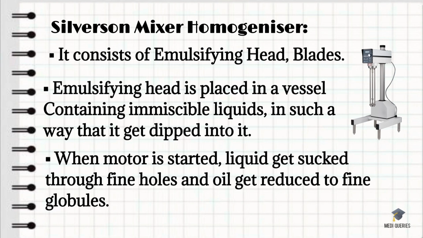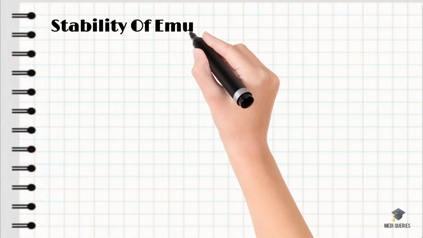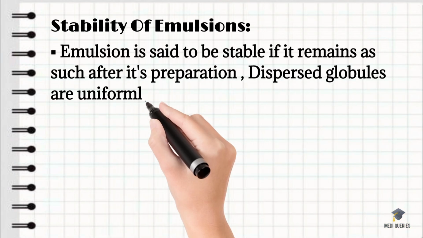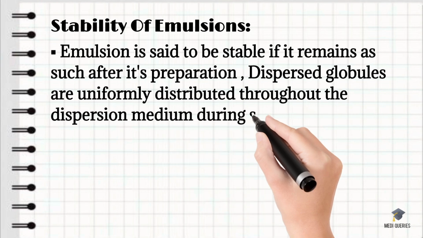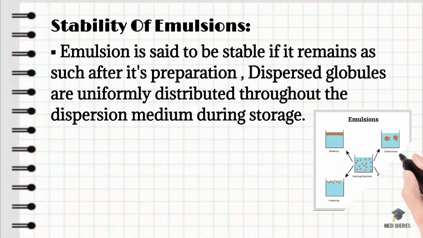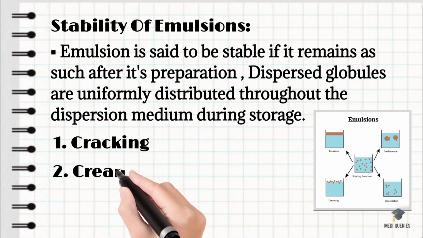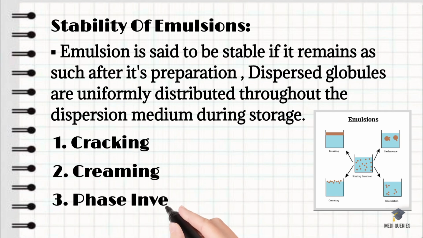Okay, and the next one is the stability of the emulsion. An emulsion is said to be stable if it remains as such after its preparation, that is, the dispersed globules are uniformly distributed throughout the dispersion medium during its storage. So the emulsion should be chemically stable and there should not be any bacterial growth during its shelf life.